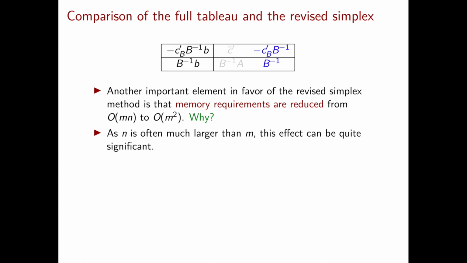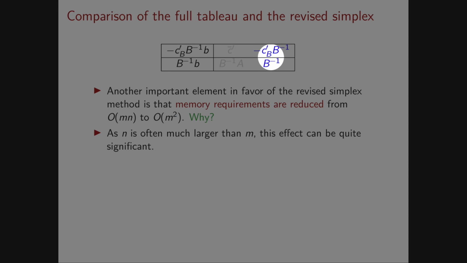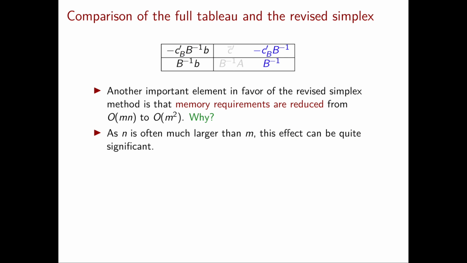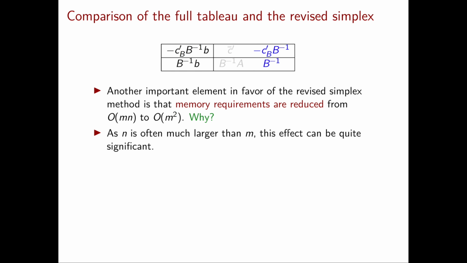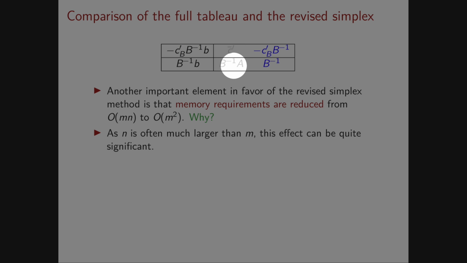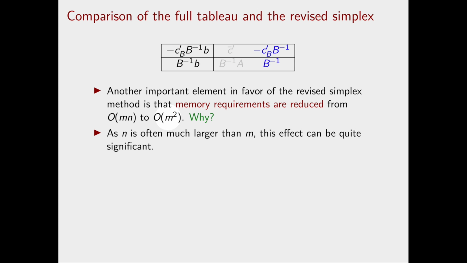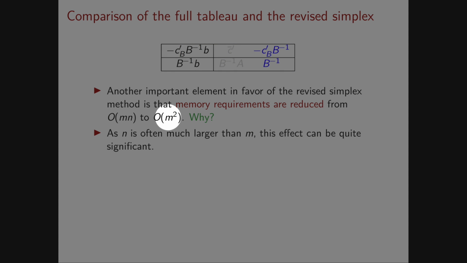On the other hand, in the revised simplex, we fully compute only the 0th row and the blue part over here. And this amounts to big O of m square entries. Then when we compute the reduced costs one at a time, if we obtain a reduced cost that is greater than or equal to 0, we don't need to keep it in memory, we can just erase it. And when we find a negative one, we explicitly construct only one column of B inverse A, which consists of only m entries.